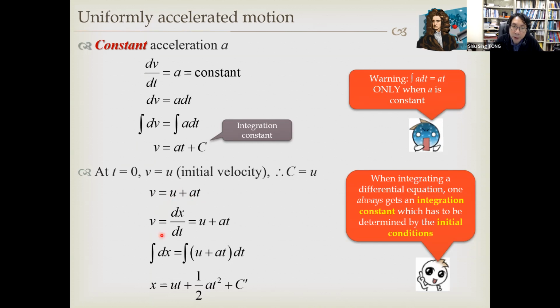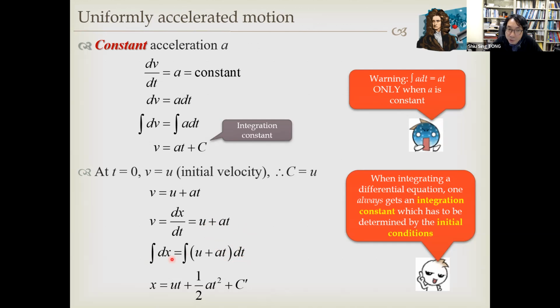Now we are not done yet because we eventually want to find x. But v is dx/dt, right? That is the definition of the velocity. It is the derivative of x with respect to time. And now I know v is u plus at. So I can integrate both sides with respect to t again. Notice that u is a constant, a is a constant, right? So the right-hand side is a known function of time. So you can integrate over time. You know how to do it.